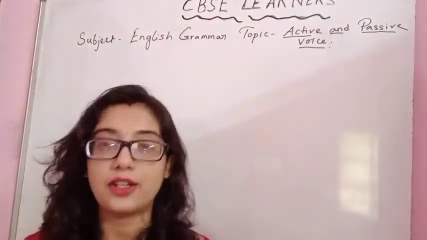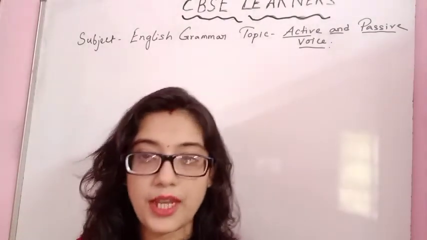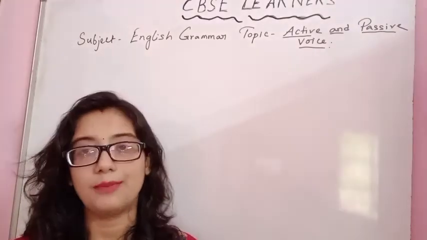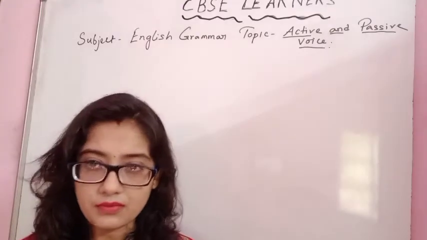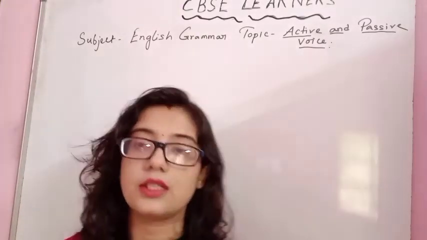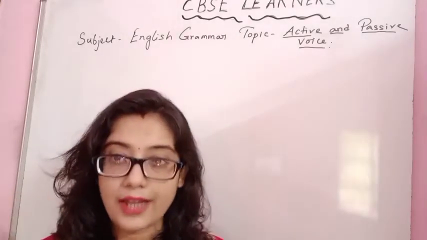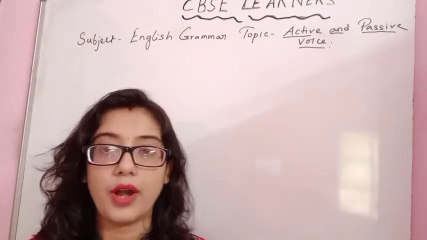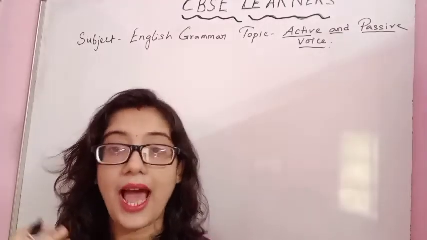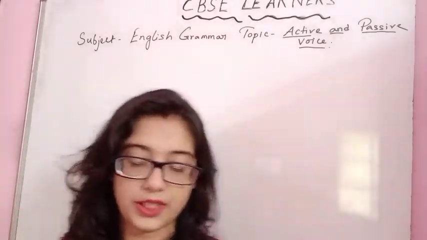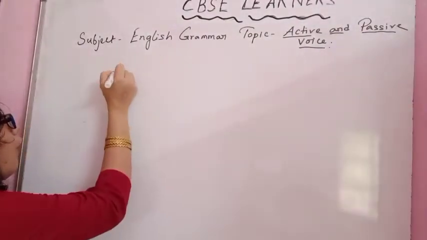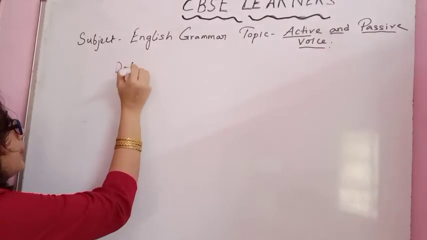So when an action is done, what happens? Subject and object both take part in that action, isn't it? Without subject, without object, you cannot do any work or the verb cannot play its function. So for the action to be performed, we require one subject and then we require one object. Let's first start with the definition of voice change.